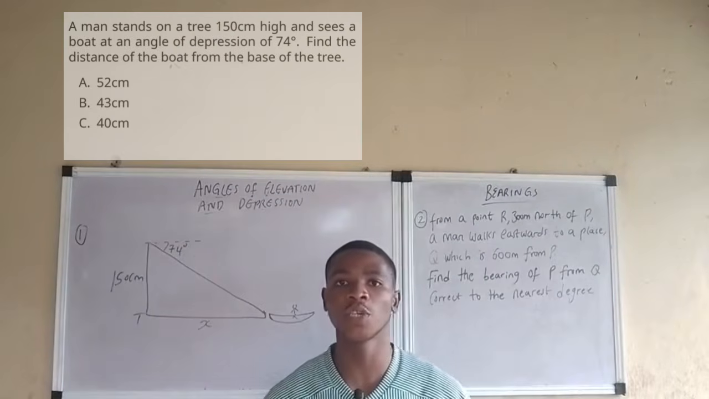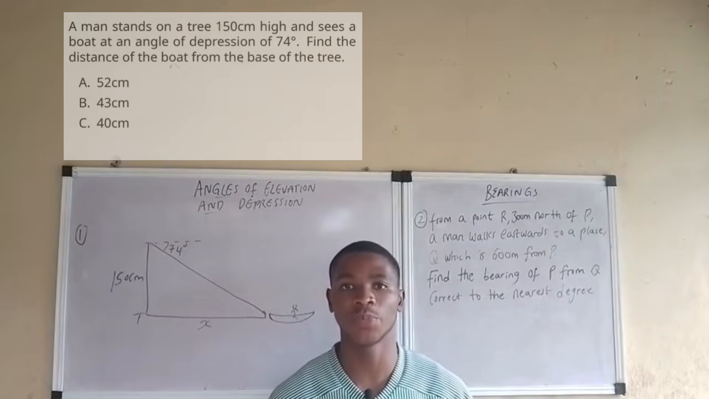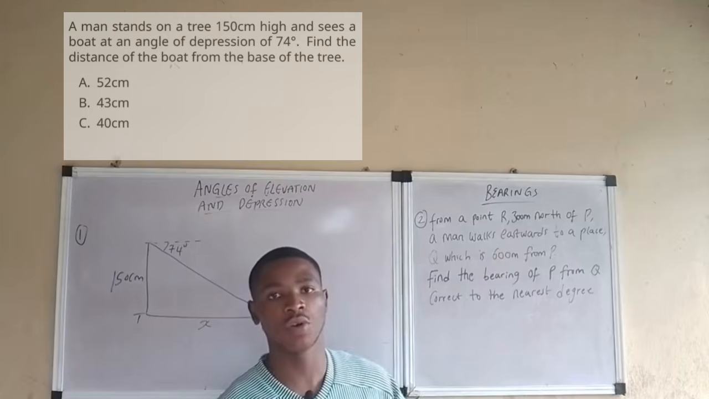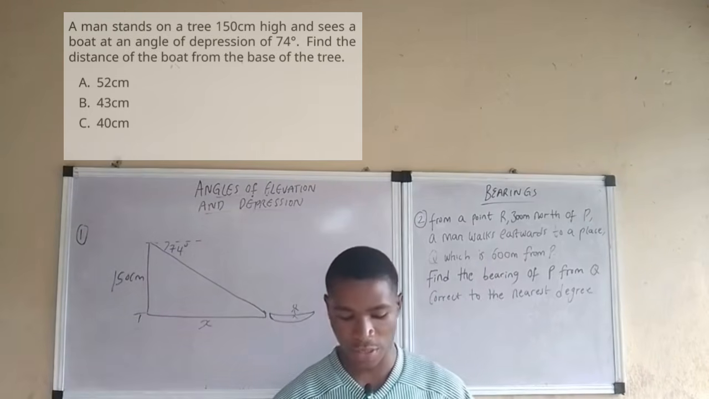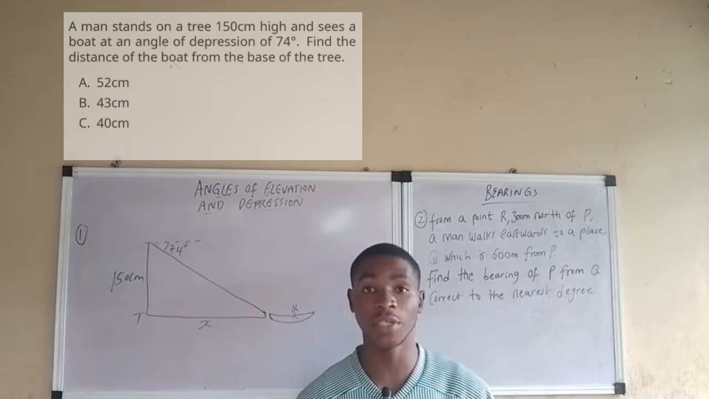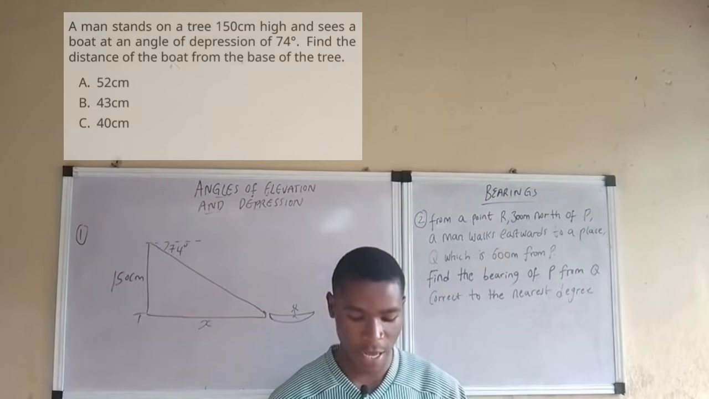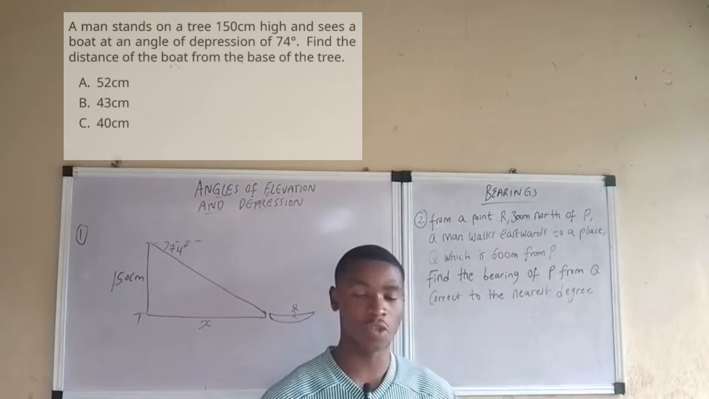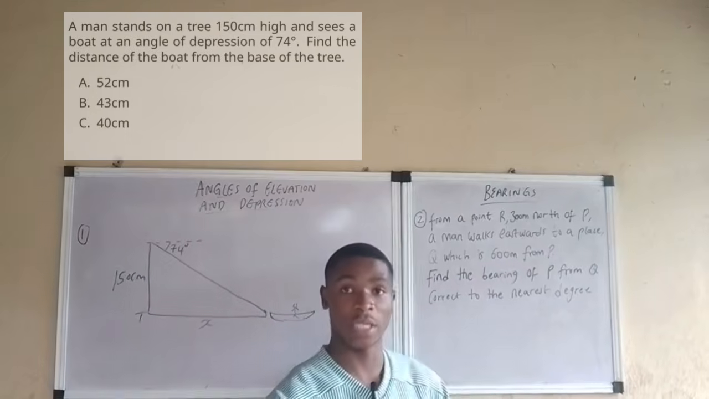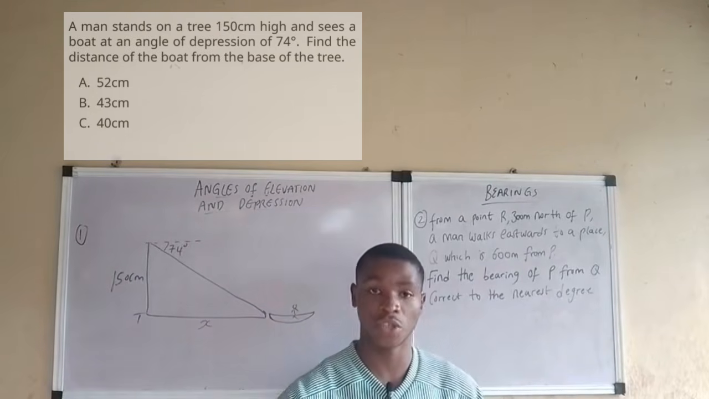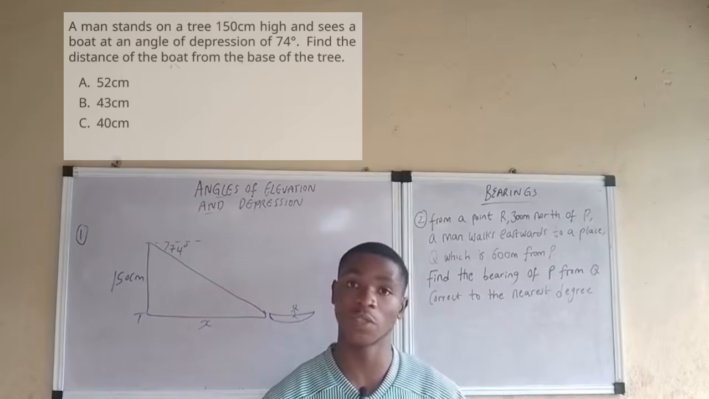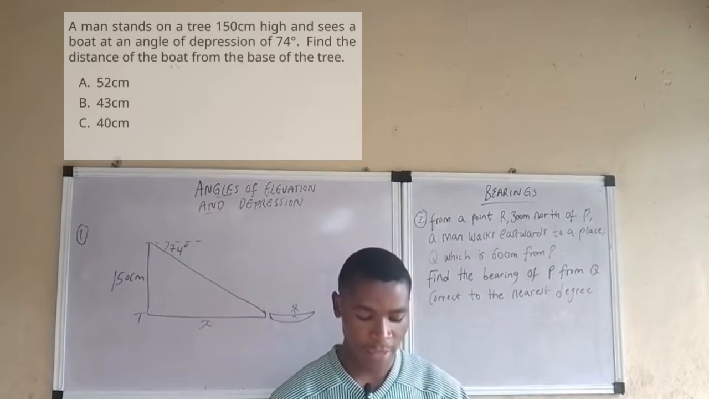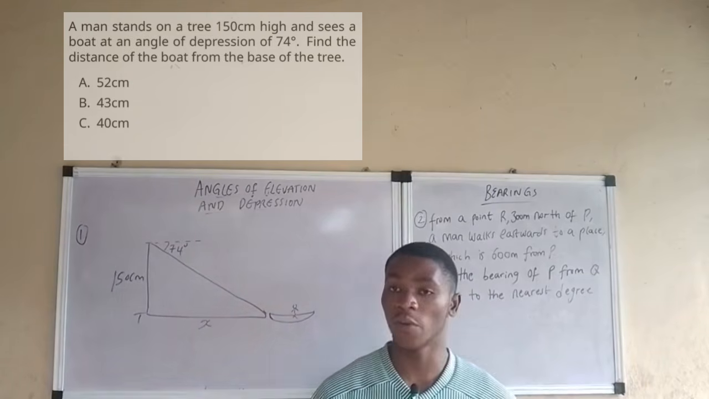All right, now we're going to be looking at a question on angle of elevation and depression, and also a question on bearing. Let's start with angle of elevation and depression. The question reads that a man stands on a tree that is 150 centimeter high, and at the top of that tree, he sees a boat that is beneath him. The boat is on the ocean, and he sees this boat at an angle of depression of 74 degrees. And we have to find the distance of the boat from the base of the tree.